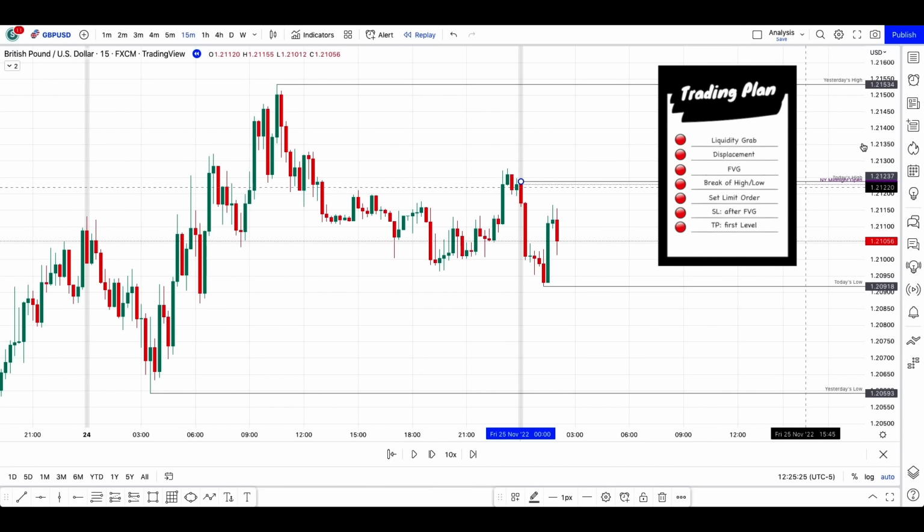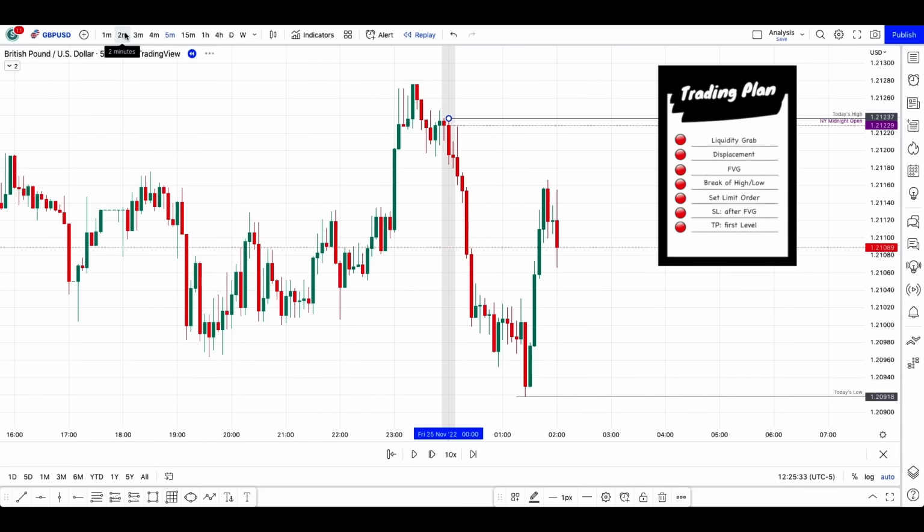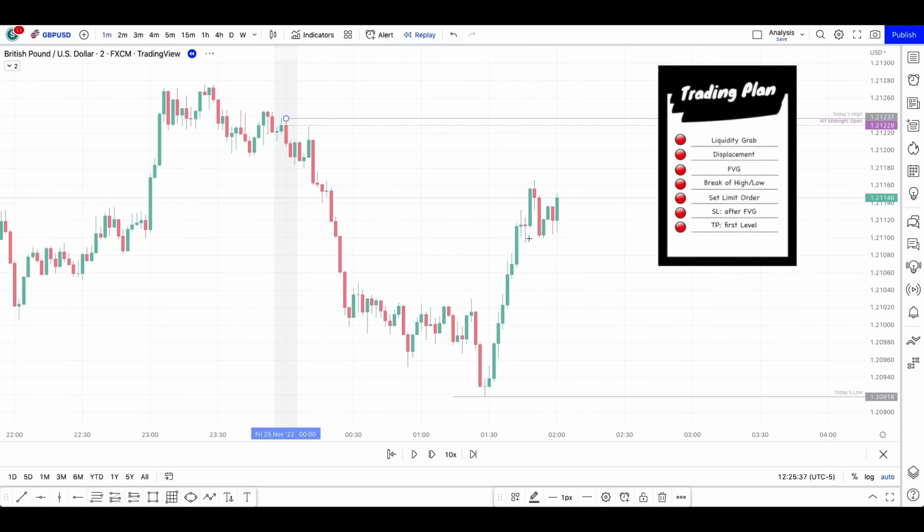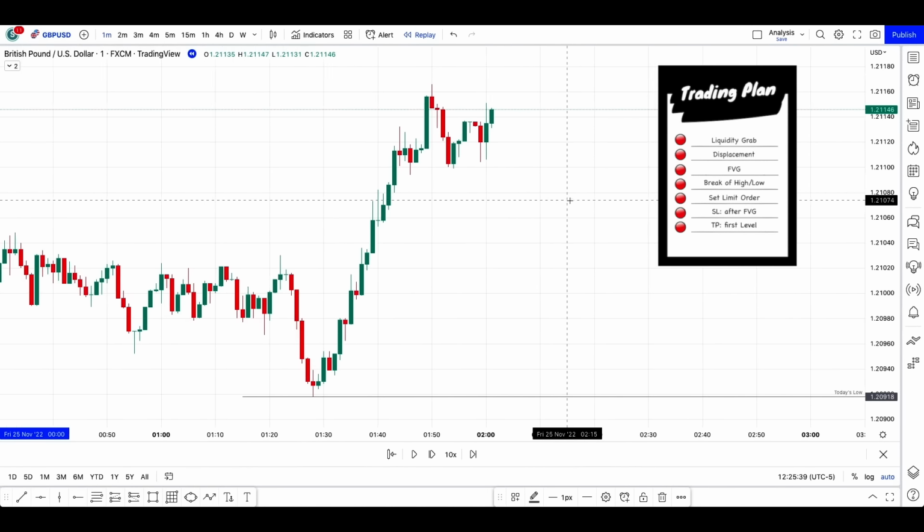Let's start. Alright, so the usual levels. Something interesting here is that we have the 2 days high and the New York Midnight Open, which are around the same level. And since a lot of people have been asking me to cover the London session, this is the reason why I'm starting at 2 a.m.